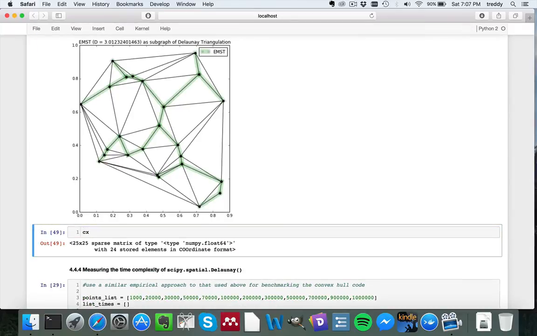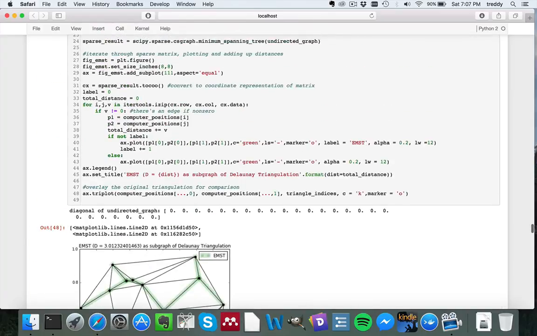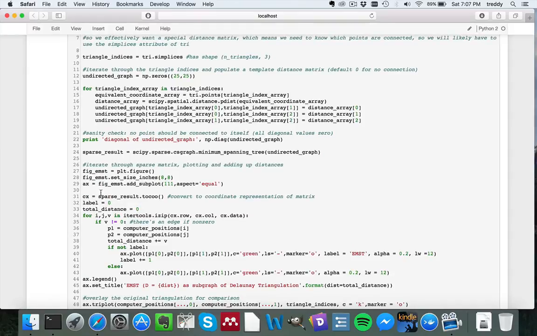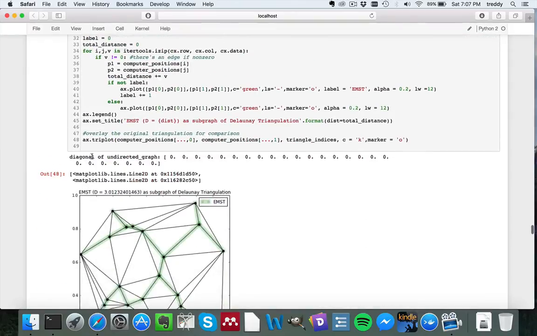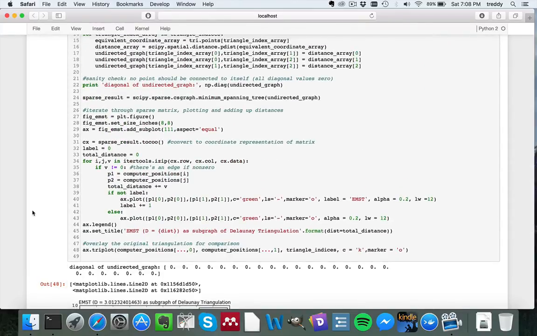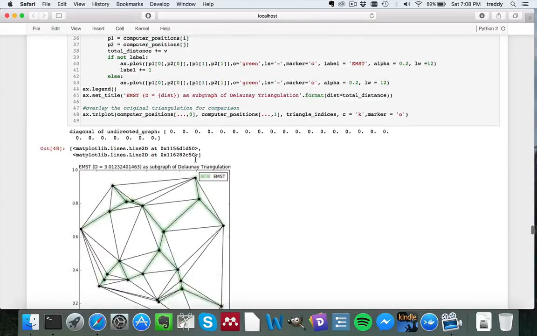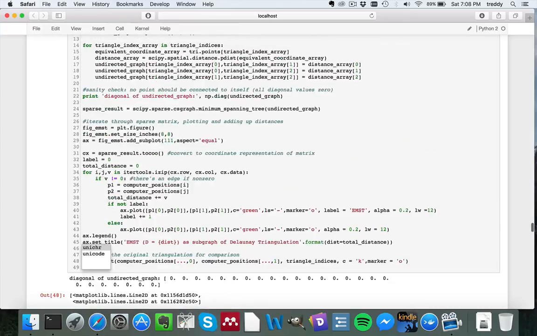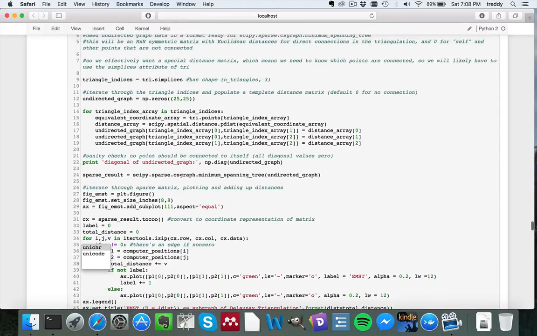So cx, sparse matrix, yeah, so it's just telling us that. Let's take a look, I should move up a little bit farther, maybe take a look at the sparse result, see what we get from that. So sparse result, sparse matrix. Actually, let's go back to the undirected graph just to see what's going on there. So the undirected graph.